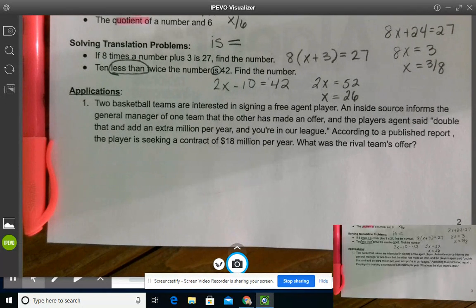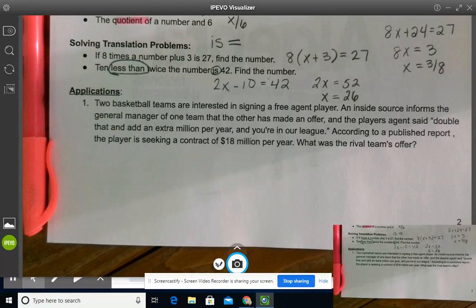2 basketball teams are interested in signing a free agent player. An inside source informs the general manager of one team that the other has made an offer, and the player's agent said, double that and add an extra $1 million per year, and you're in our league. According to a published report, the player is seeking a contract of $18 million per year. What is the rival team's offer?